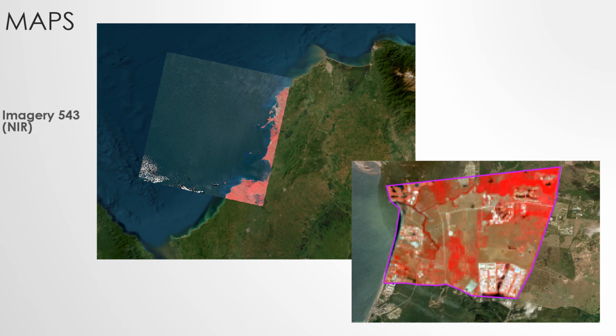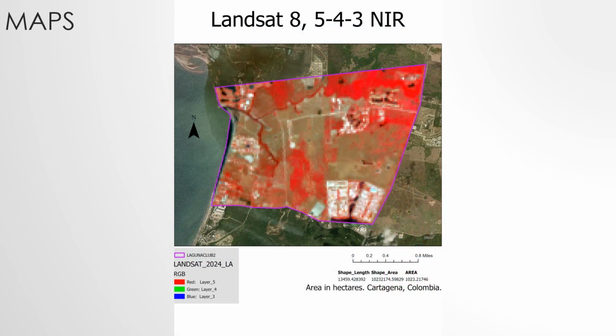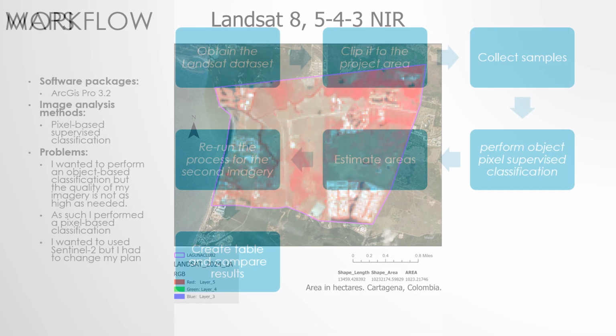This is the imagery that I got for 2024. As you can see, it covers part of the Caribbean Ocean, and so I had to clip it. And then on the bottom, you will see the imagery and the band combination that I want to use. Here you can see it more clearly. So in red, I'm displaying vegetation. Then in white, you can see infrastructure. In black or dark green, you can see water bodies. And then the roads are also very easy to distinguish with this combination.